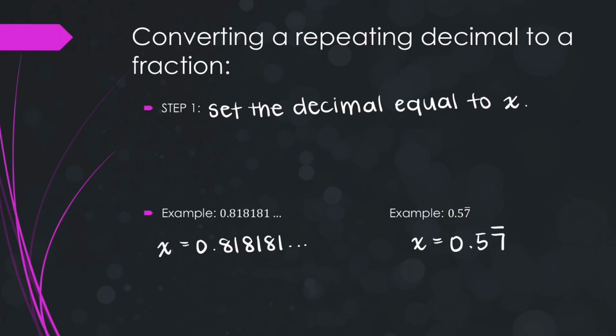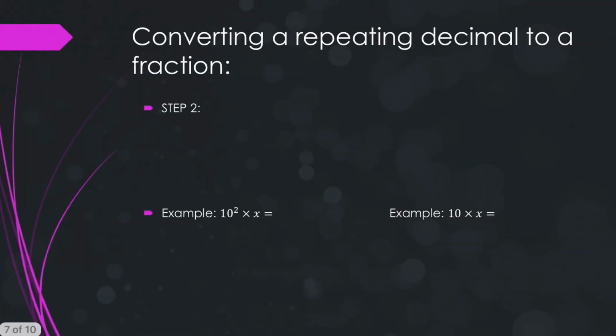And just as a reminder, you can have an ellipsis or you can have a bar on top of a number, and they mean the same thing. It just means that you're repeating that decimal. So just for future reference.